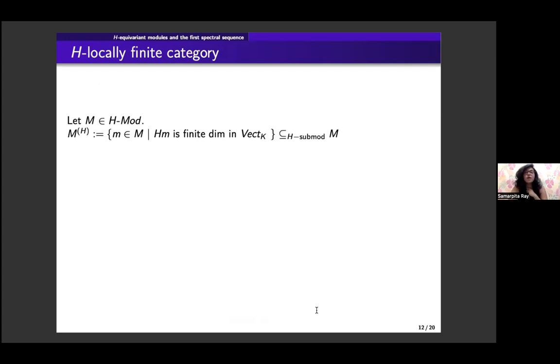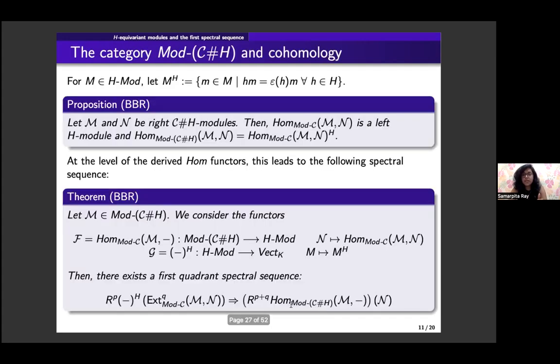Okay, the H-locally finite: now I want to talk about a subcategory of this module category, a locally finite subcategory, and its cohomology. That category is important because it helps us understand the bigger module category in different ways, like co-simplicity, etc., or the projective elements.